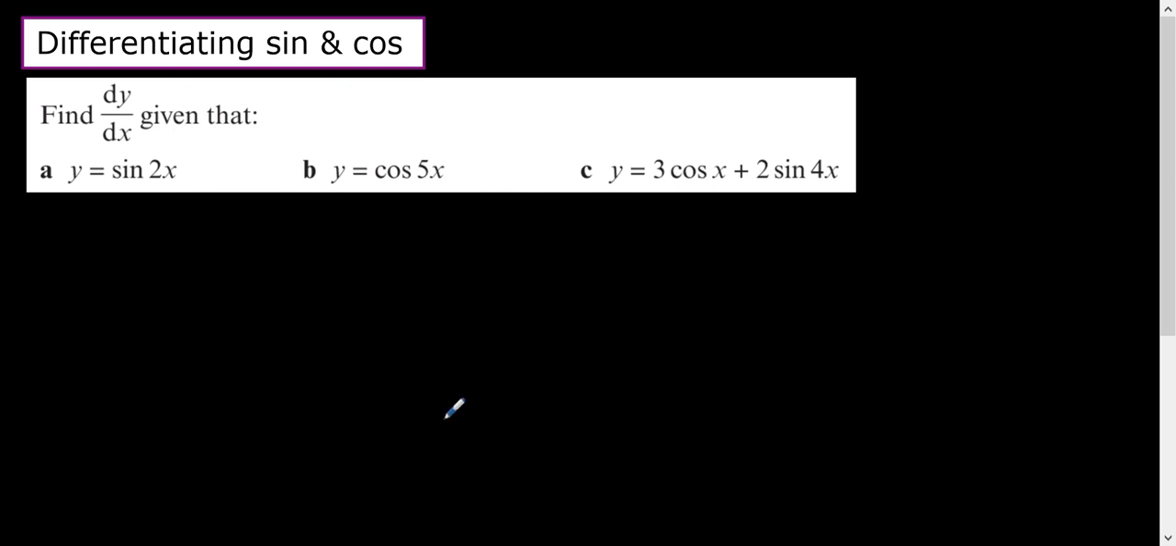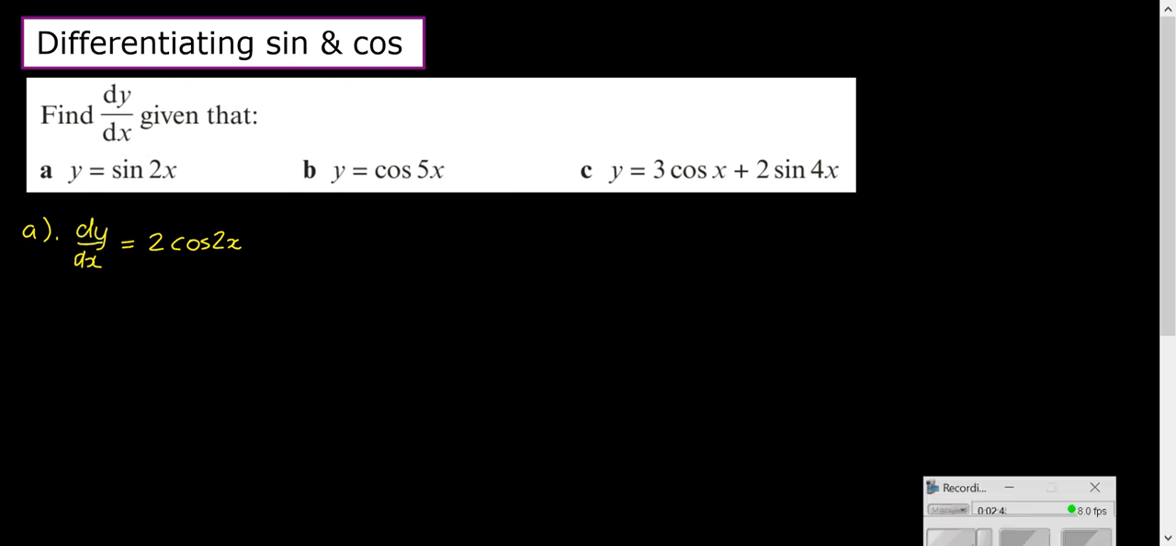So we've just got to find dy by dx for these three questions. So y equals sine 2x. So dy by dx, the first thing I'm going to remember is that sine differentiates to cos. So I end up with cos 2x. And because k is 2, I need to multiply by 2. So sine becomes cos, and we multiply by 2.